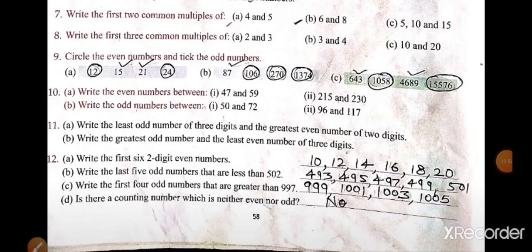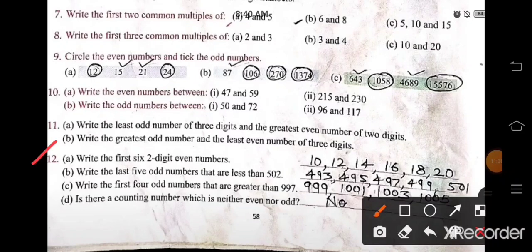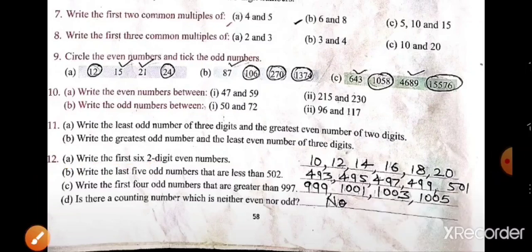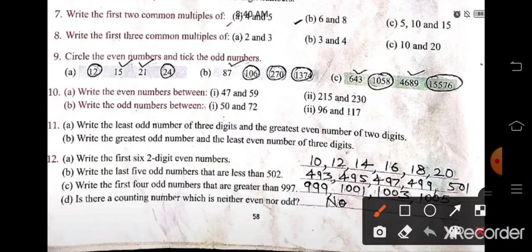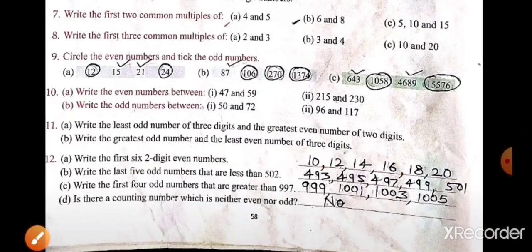Okay, now question number 12. Now the question number 12 is write the first 6 2 digit even numbers. 2 digit even number 10, 12, 14, 16, 18 and 20. Okay, 2 digits start from 10. So 2 digit even numbers 10, 12, 14, 16, 18 and 20.